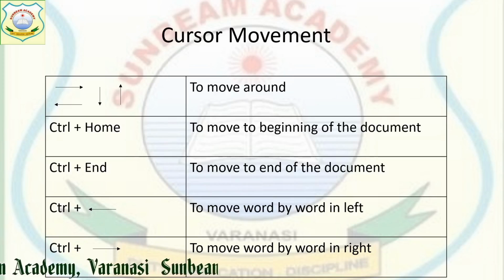Now, these arrow keys move character wise. Control key used in combination with left arrow key will move the cursor word wise, and Control plus right arrow key will move towards the right hand side word by word. Remember students, there is a difference. Only arrow keys move the cursor character wise.